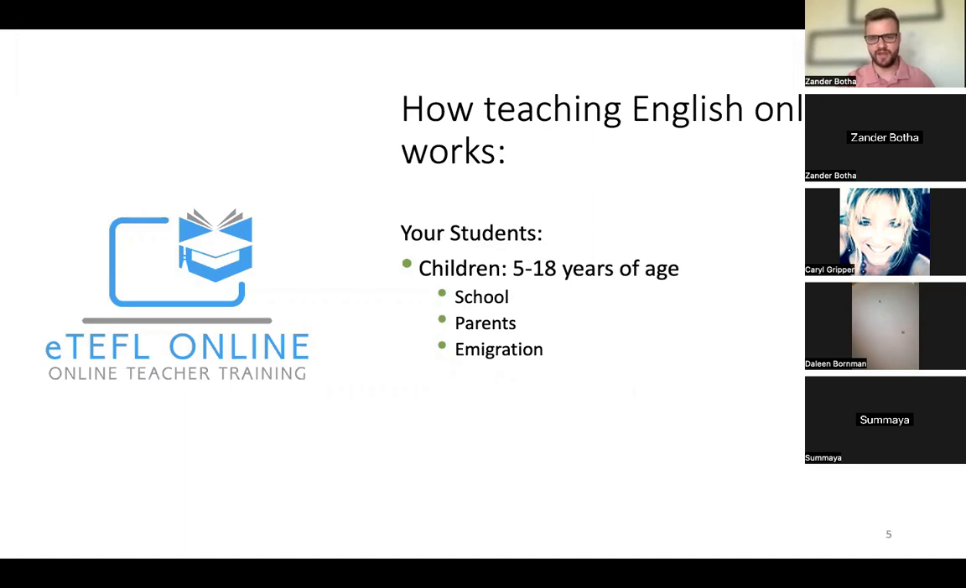Your second group is obviously children, children aged 5 to 18 years old. And their main reason for improving their English is school, because they take English as a subject at school and they're struggling. But I would say probably one of the most important reasons many children learn English is because their parents want them to. Their parents want a better life for them. They want them to have the option to move abroad when they grow up, when they graduate from high school. They want them to be able to live overseas or find a job overseas.